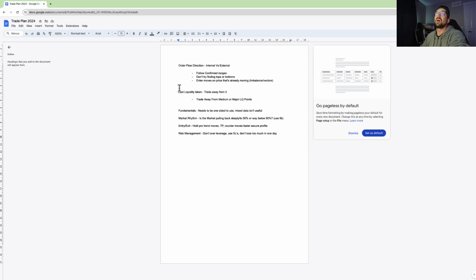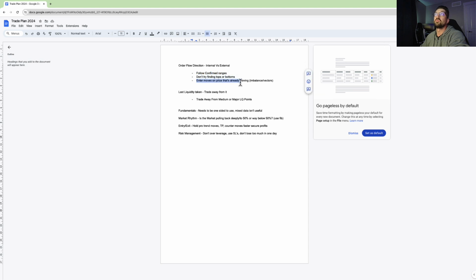So this is the simplified model I follow. Orderflow internal versus external. I made a video on this. Super simple, super short. It's definitely worth checking out. Last liquidity taken, trade away from it. I made a video on this as well. So this is pretty much the last two YouTubes I made. If you combine those two with what I'm going to show you today, it's going to make life pretty simple for you. So first off, follow confirmed ranges and don't try finding tops or bottoms.